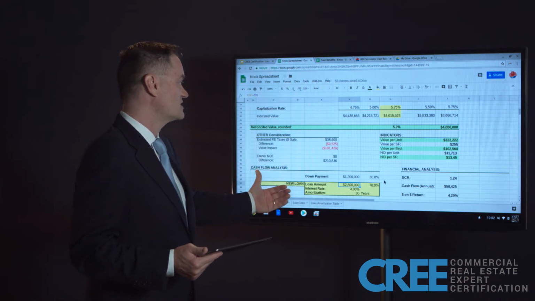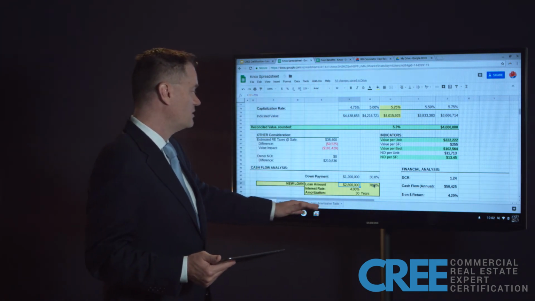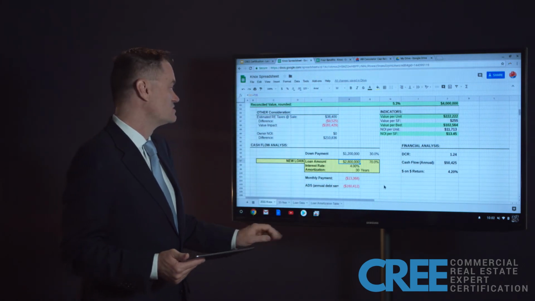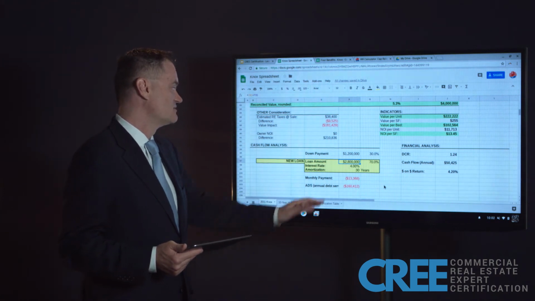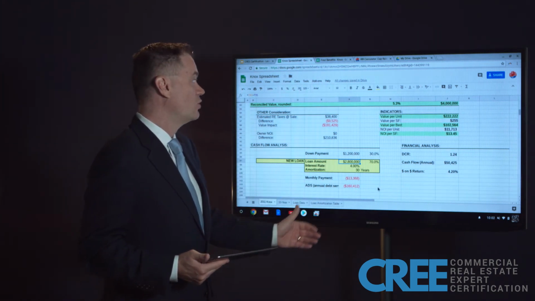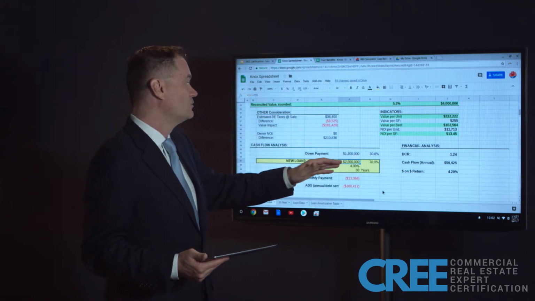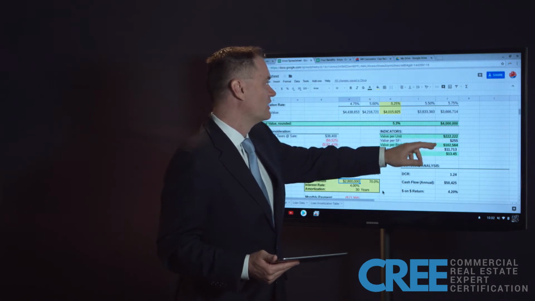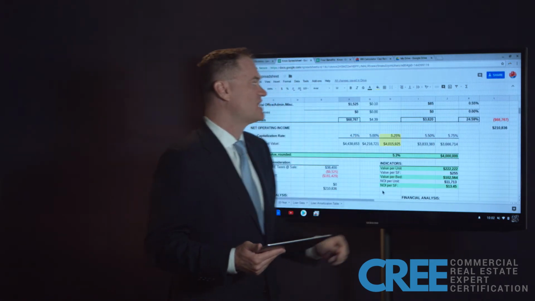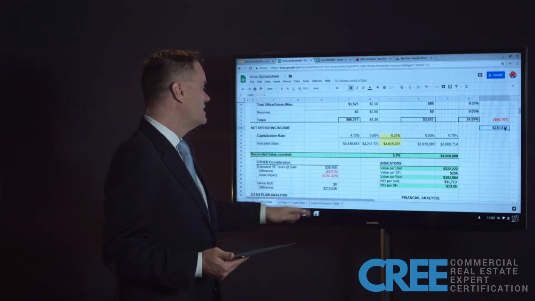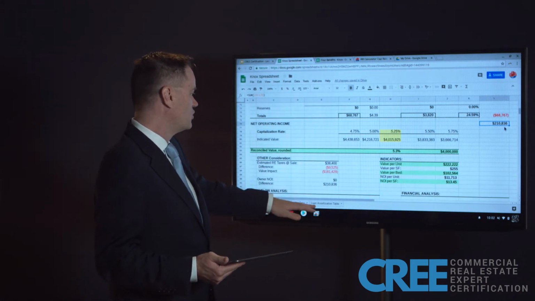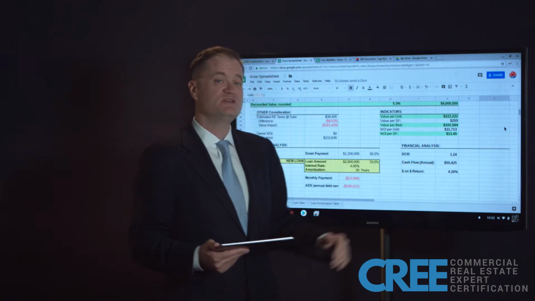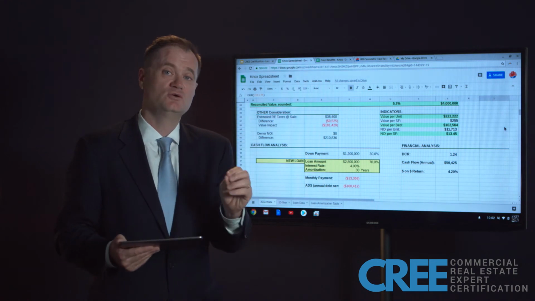And so this actually calculates, if we scroll down just a little bit more here, you're going to see the monthly payments of just over $13,000 a month, and then the annual debt service of $160,000. So when we take our NOI, which is, if we scroll back up, you'll see our NOI, we've got roughly $210,000 of NOI minus, if we scroll back down here to see the payments, $160,000. That gets us $50,000 of annual cash flow.